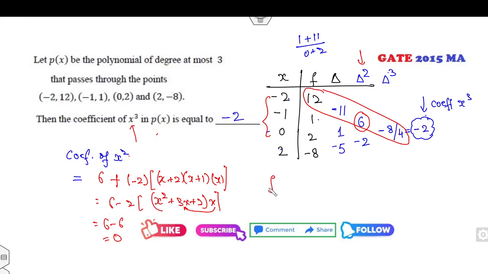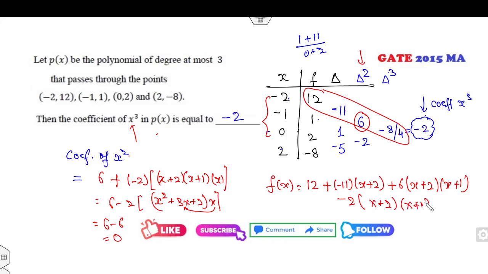So 3, 6 minus 6, 0 is the coefficient of the x square. Otherwise, the second method is, once you know this is the polynomial, you can write it as 12 plus x plus 2, then plus 6, x plus 2, x plus 1, then minus 2, x plus 2, x plus 1 and x minus 0. You can find the coefficient of the x cube. But there is no need, as I told you the shortcut tricks directly.